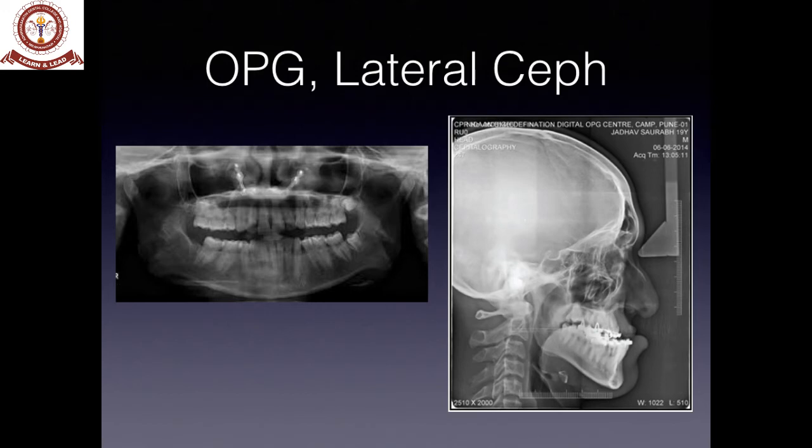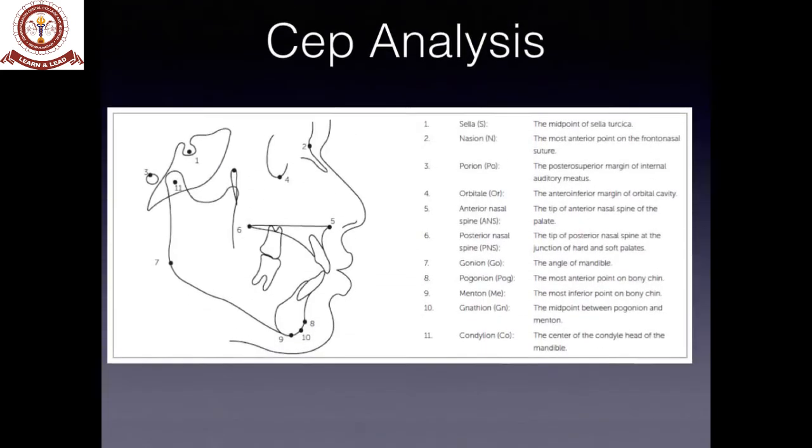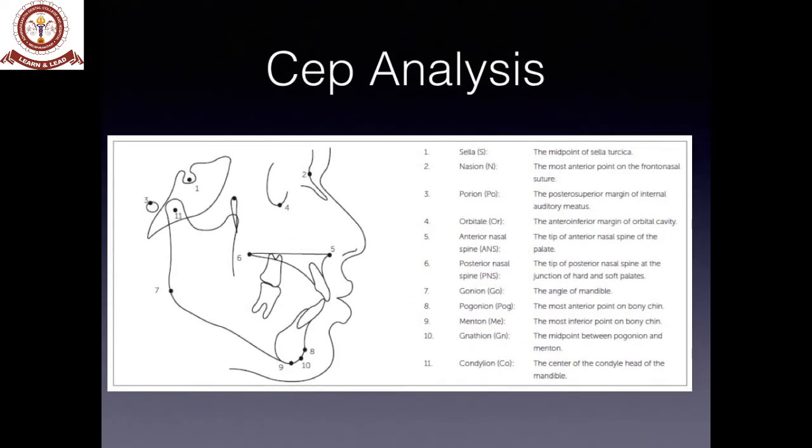What has to be done after getting the lateral ceph? We call it the cephalometric analysis. What is cephalometric analysis? If we carefully see this slide, various points have been marked, at least 11 points. Very important. This diagram is very simple to even represent in your exams. You can practice this diagram and mark these points.